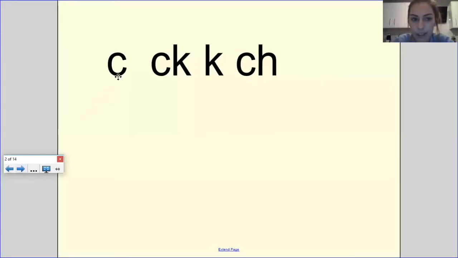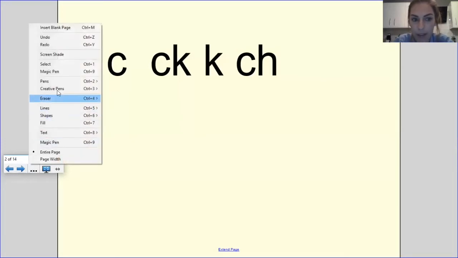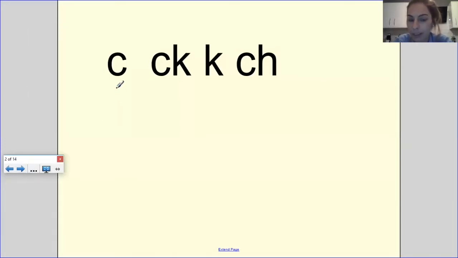So we have a C. Let me just get a pen. We have C on its own, making a K. We have the CK digraph, making K. We have a K on its own, making a K. And we have a CH, making a K. This digraph here is a bit sneaky, isn't it? Because although it's making a K here, that can also make a ch and a sh, like in shoot. Wow.